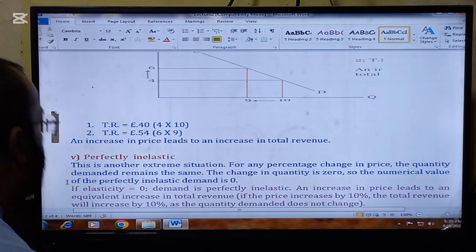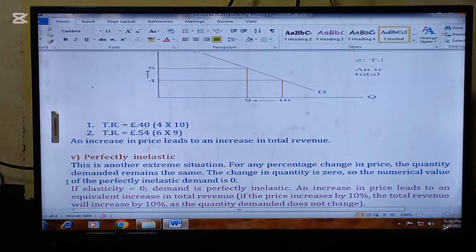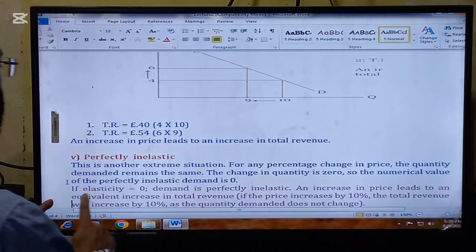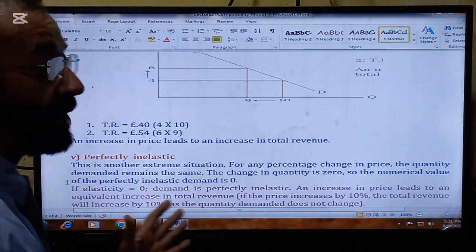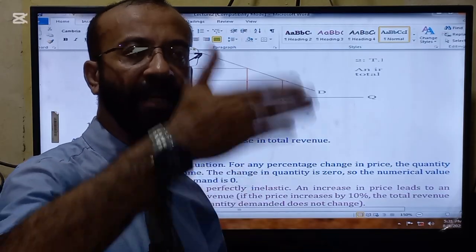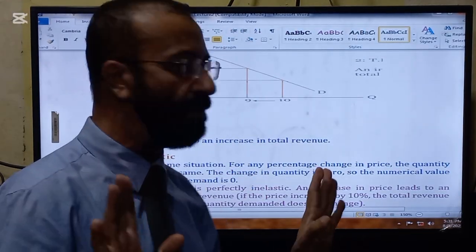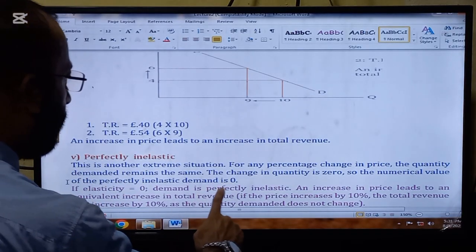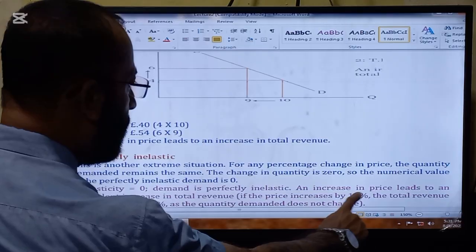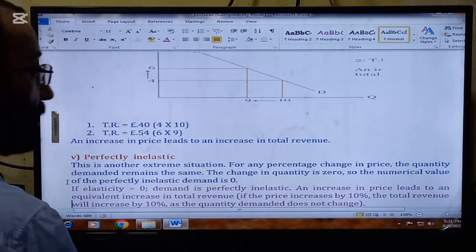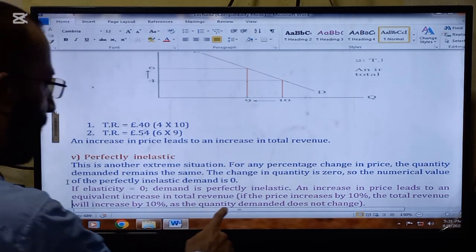The next case that we are going to read is the perfectly inelastic. This is another extreme situation. For any percentage change in the price, the quantity demanded remains the same. So this is rather against common sense. This is the extreme case. Whether the prices go up or down, the quantity demanded will remain the same. This type of case is called perfectly inelastic. The change in the quantity is 0. So the numerical value of the perfectly inelastic demand is 0. Elasticity is 0. Demand is perfectly inelastic.